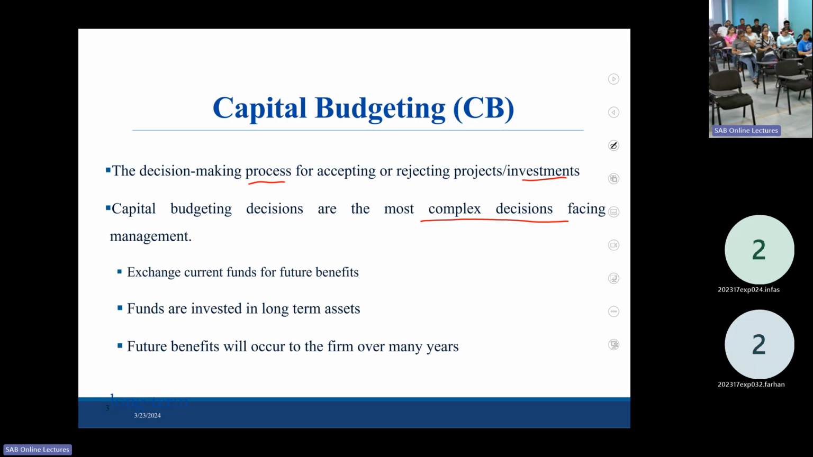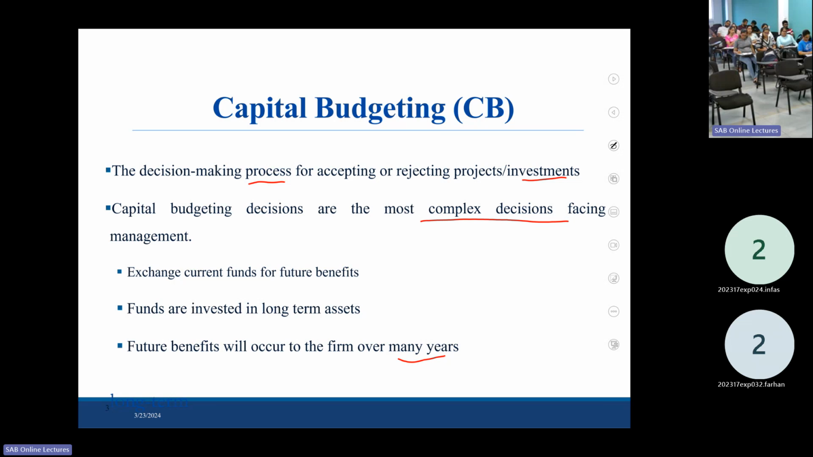Also, funds are invested in long-term assets. Same thing: you are investing in long-term assets, so the return or impact of these assets is received by the company for a long period. We are investing in long-term assets, not current assets. And future benefits will occur over many years, again time. You will get benefits for 10 years, 20 years, 15 years, or likewise for a long period. Therefore, capital budgeting decisions are very complex.